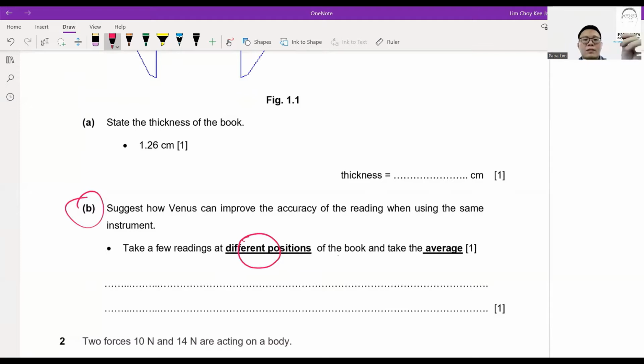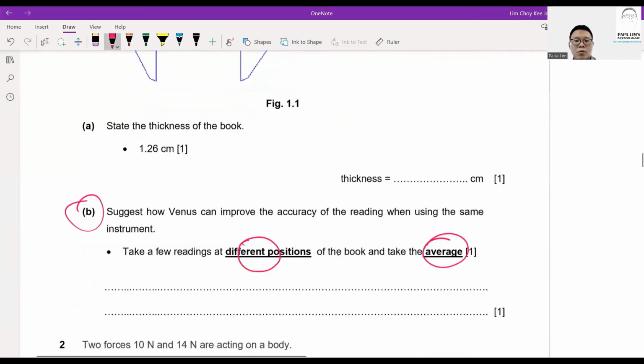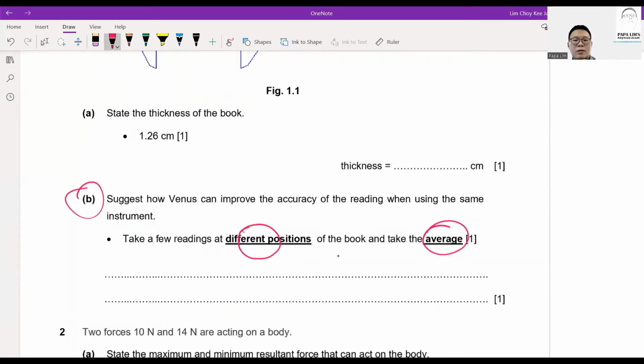Importantly, after taking the positions, I need to take the average of the readings. If not, I will end up with 3 readings, so it doesn't improve anything. If I take the average, I will be able to get a better reading for the thickness of the book. So remember the keywords that we're looking at are different positions and take average.